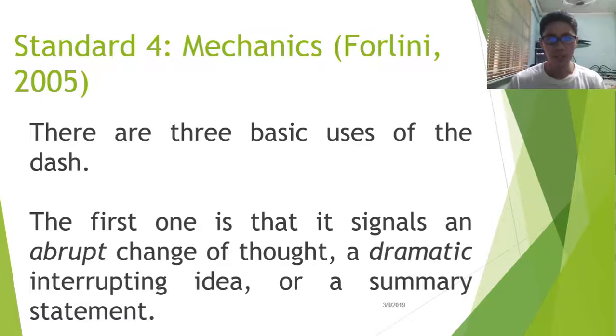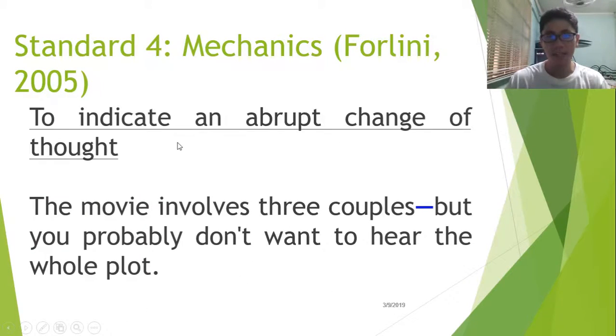Now, there are three basic uses of the M dash. The first one is to signal an abrupt change of thought, and then the next, to introduce a dramatic interrupting idea, and the last function, to summarize a statement. Now, let's examine each function one by one. To indicate an abrupt change of thought. Now, this is what I was referring to a while ago. If ever you find yourself making a mistake writing a sentence, a phrase, or even a word, you can redeem yourself through the use of the dash.